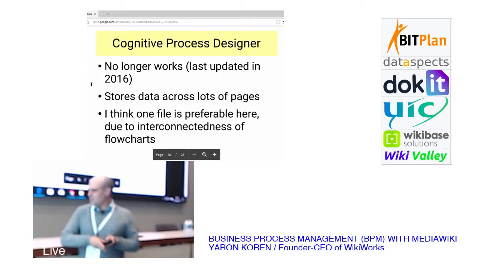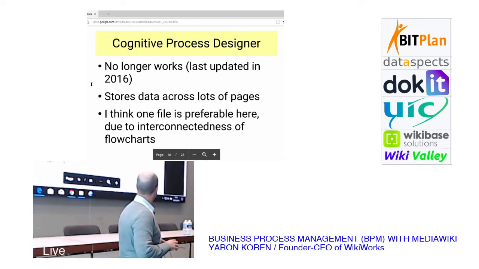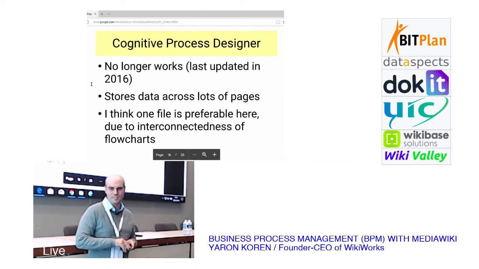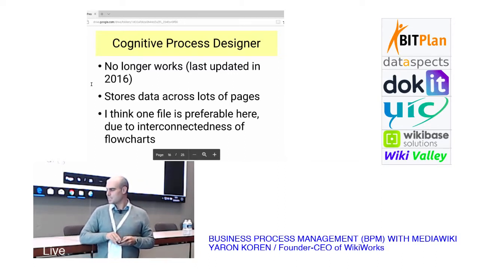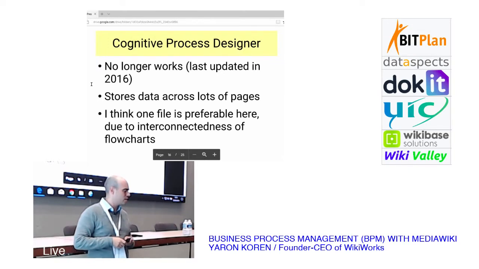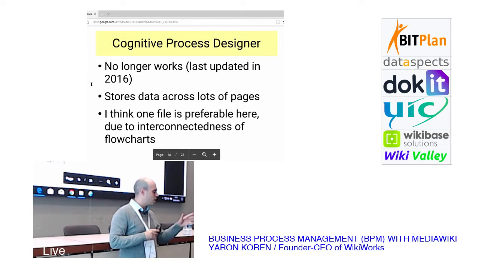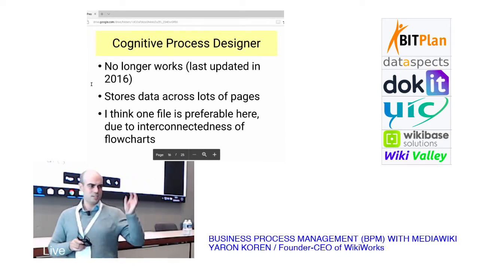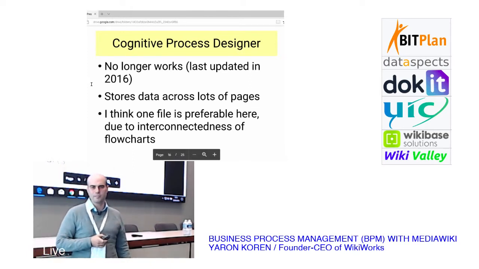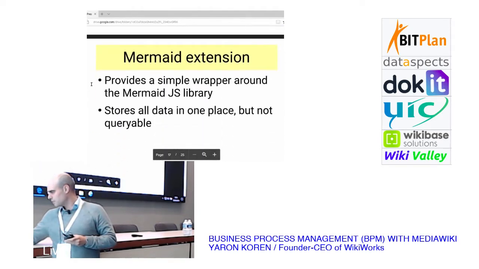The Cognitive Process Designer no longer works. It's in use, but with some modifications, people have used it. I don't think it's the right approach because it does store data across a lot of pages, and for flowcharts, everything's so connected, and there's so much information there that I think it's really awkward to store everything as lots and lots of wiki pages together. But we'll do a demo, so we'll see what that's about.